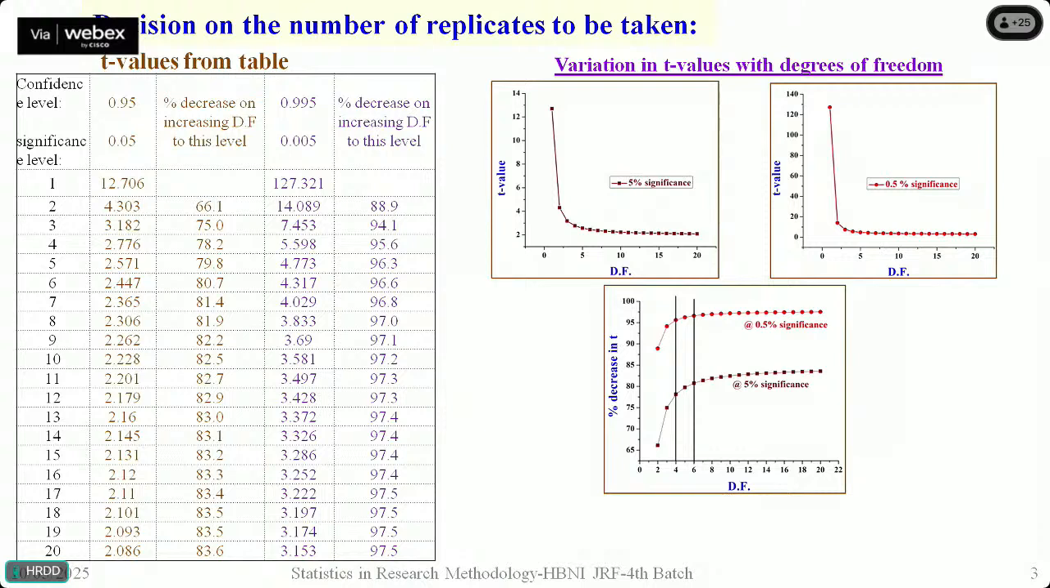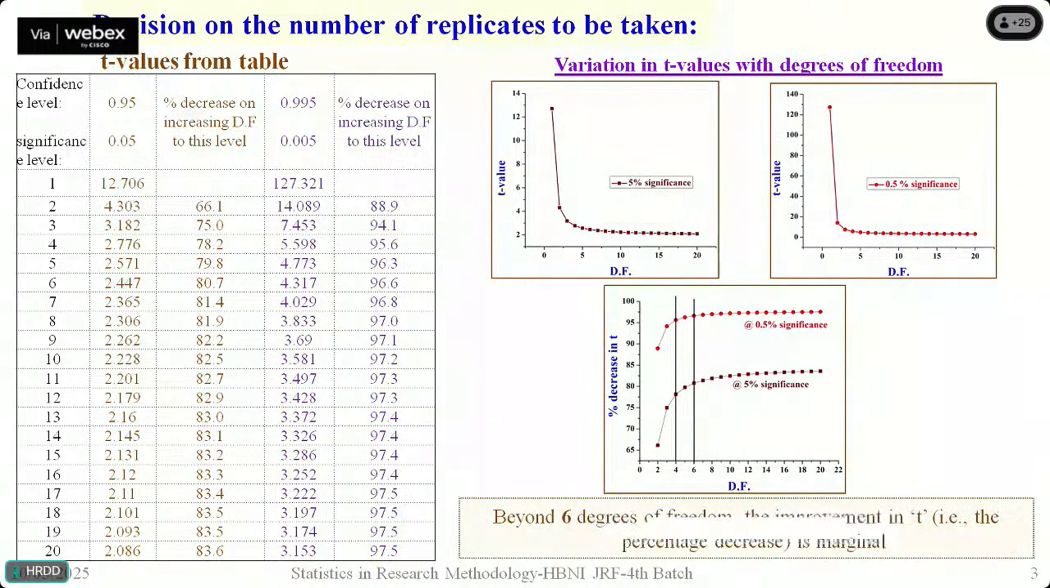So this will give you an idea how many measurements one has to do so that you will get quality results. As you can see, if you increase the number of degrees of freedom, for that matter, the number of measurements beyond, say, 6, the gain or improvement is only marginal. So 6 is an almost practical number also to do replicate measurements to get quality results. From this nature of the curve also you can conclude.